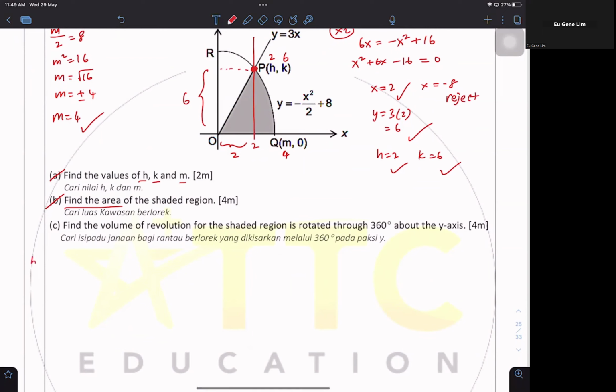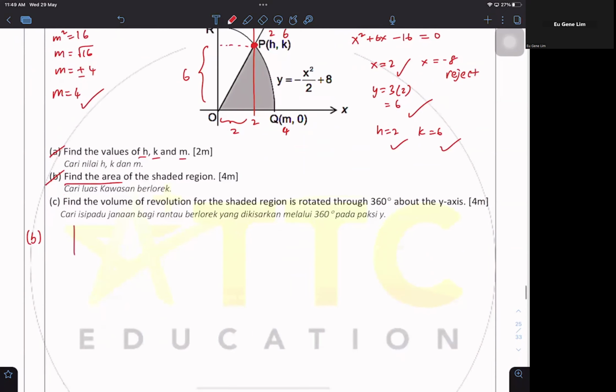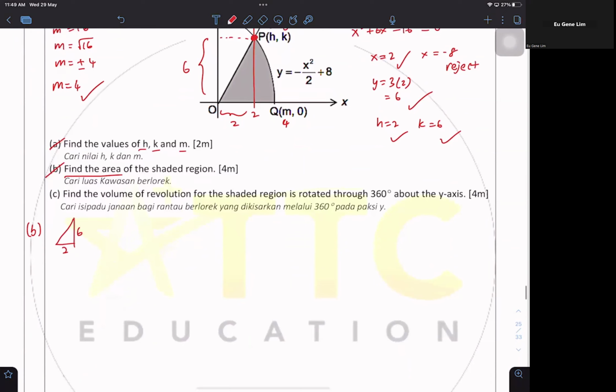So question B, like this. The area of the triangle: here is 2, here is 6. 1 over 2 times base times height. 1 over 2 times 2 times 6, which is 6. So the area of the triangle is 6.